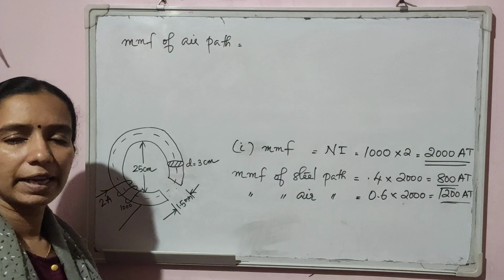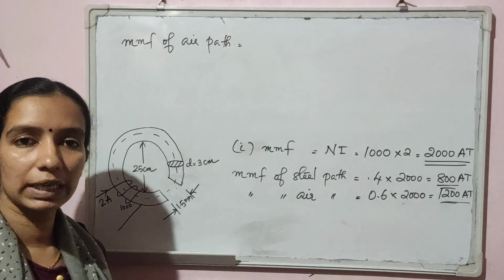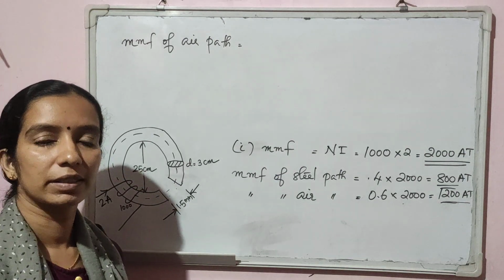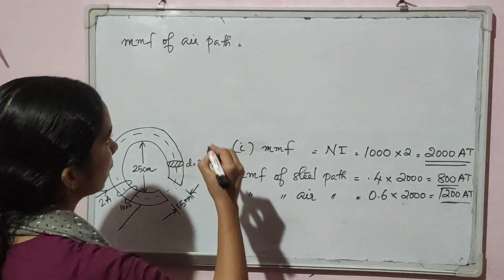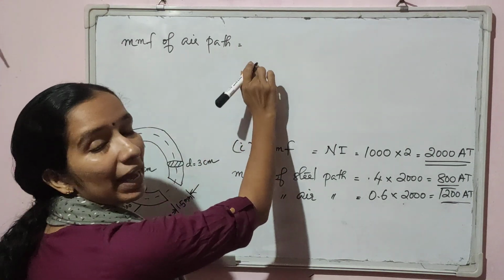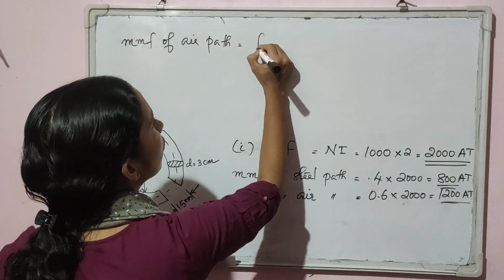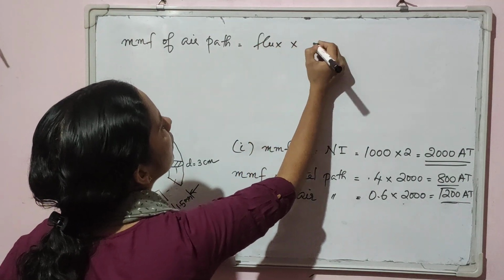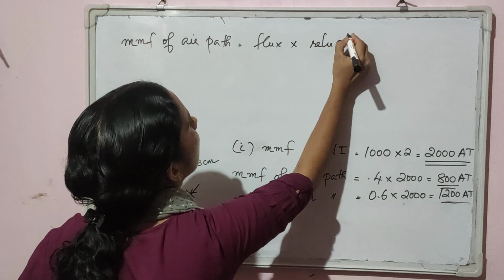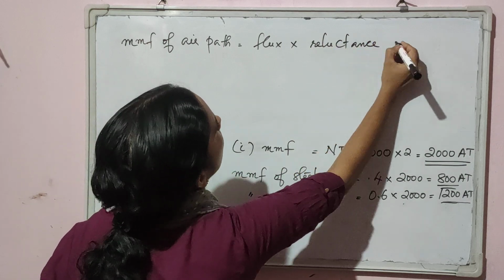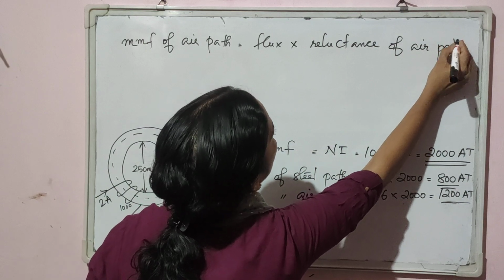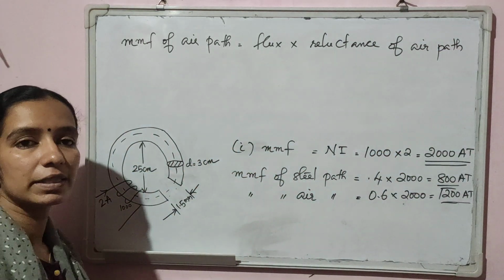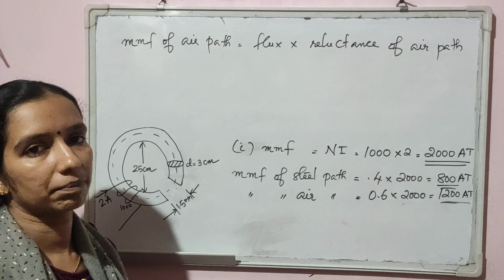We know that MMF is equal to flux into reluctance, S into phi. So MMF of air path will be equal to flux into reluctance of air path.